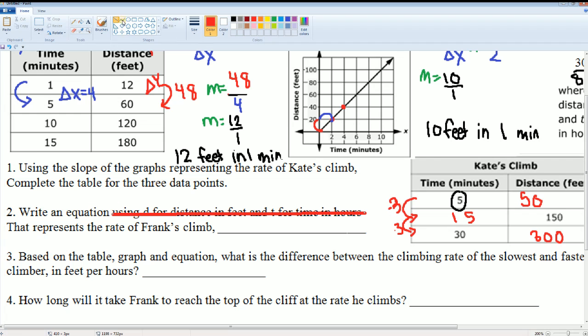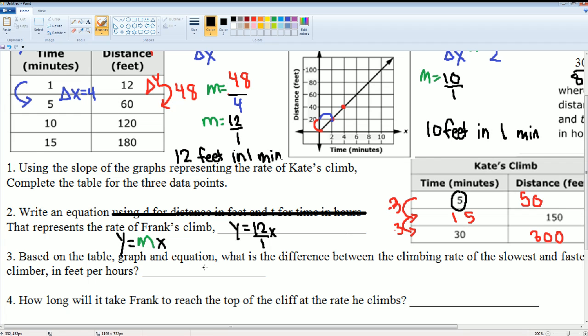We know that the equation is always y equals m, which is the slope, times x, plus the b, but the b is going to be 0. So what is the m? 12 over 1, so it's just 12 over 1 x. We could write plus 0 if you want, but there you go. That would be the equation for Frank's climb.